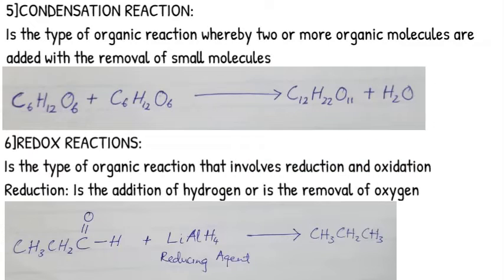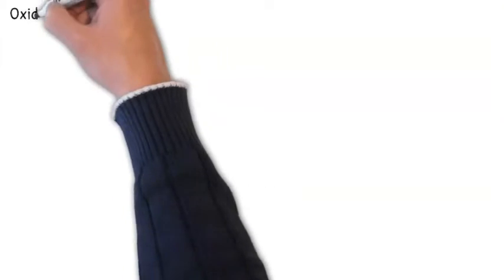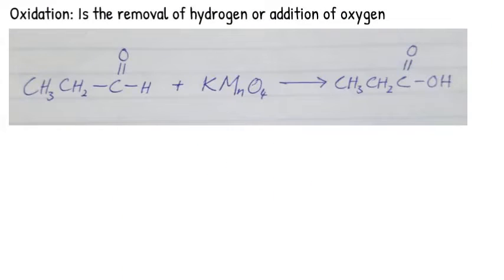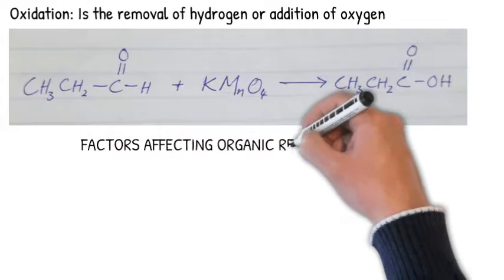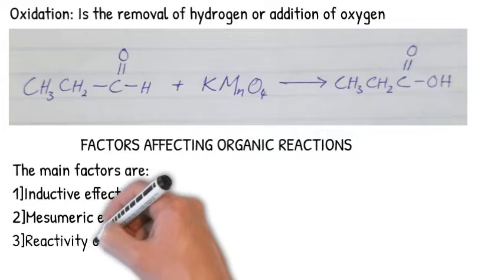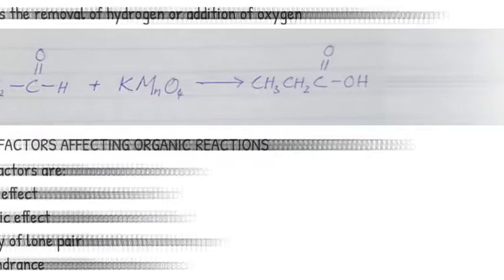See this reaction. Aldehyde is reduced by the reducing agent lithium aluminium hydride to form alkane. Oxidation is the removal of hydrogen or addition of oxygen. See this reaction. Aldehyde is oxidized by potassium permanganate to form carboxylic acid. Factors affecting organic reactions. The main factors are inductive effect, mesomeric effect, reactivity of lone pair, and steric hindrance.